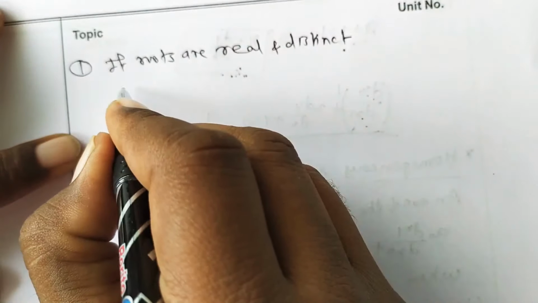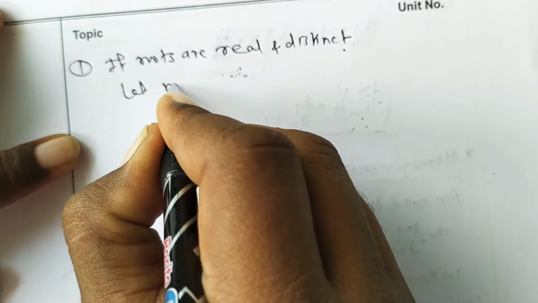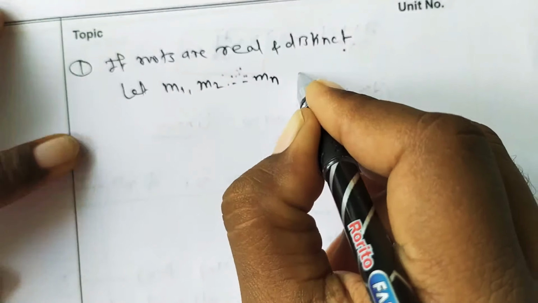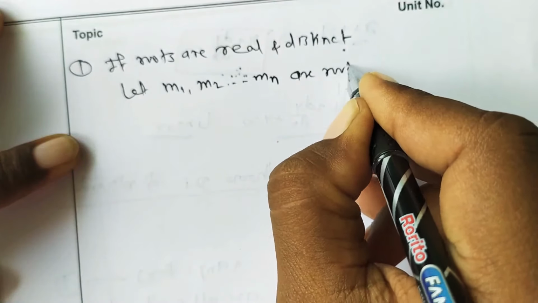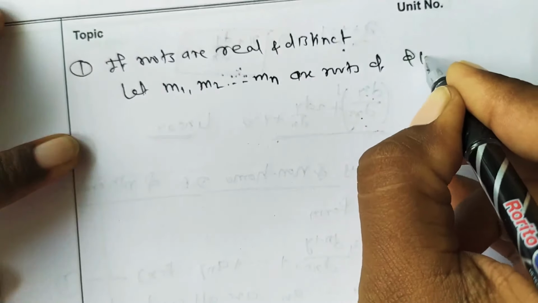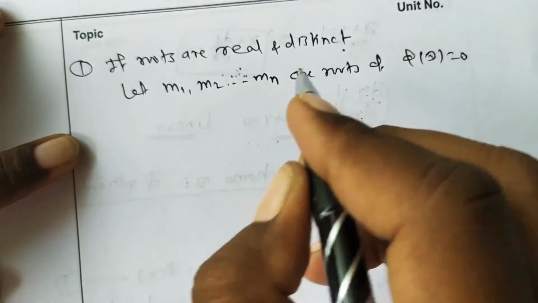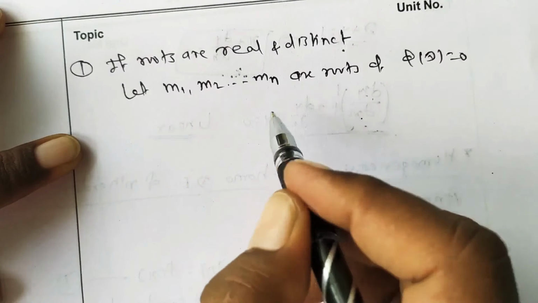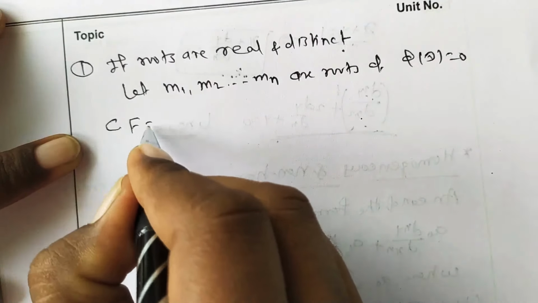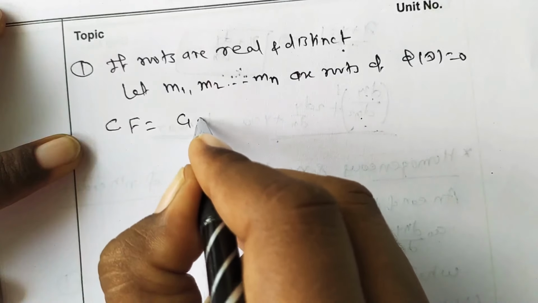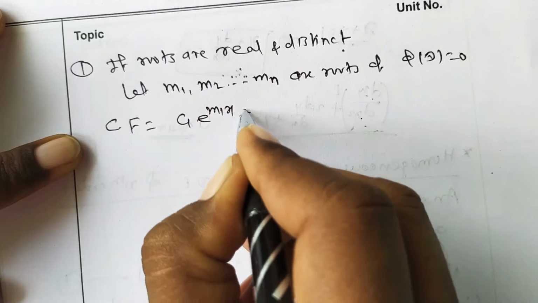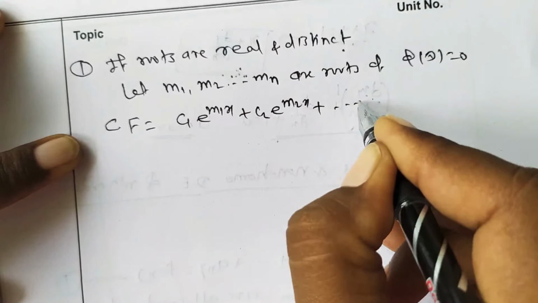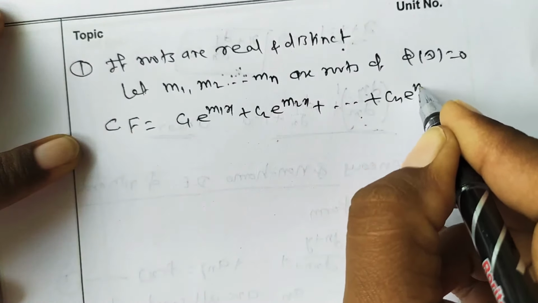Suppose m1, m2, up to so on mn are the roots of the auxiliary equation phi of D equal to 0, which are real and non-repeated. Means m1 is not equal to m2 is not equal to mn, then the complementary function can be written as c1 e raised to m1x plus c2 e raised to m2x plus so on plus cn e raised to mnx.